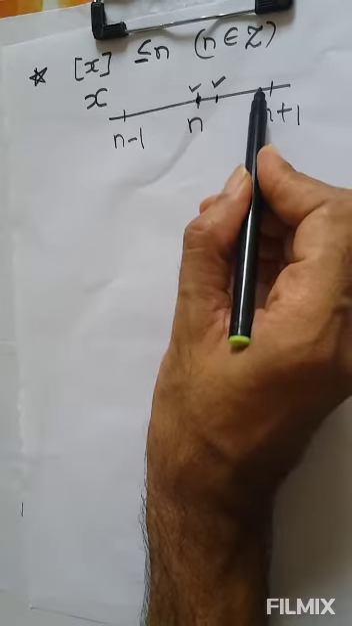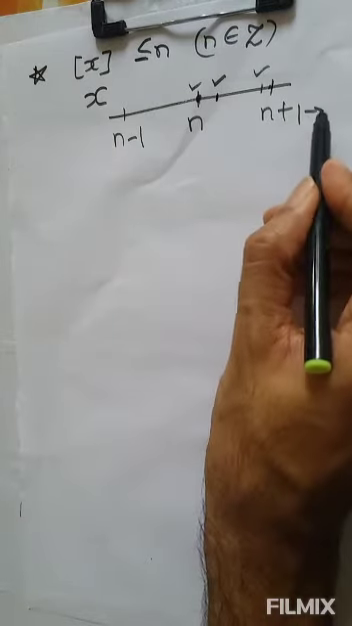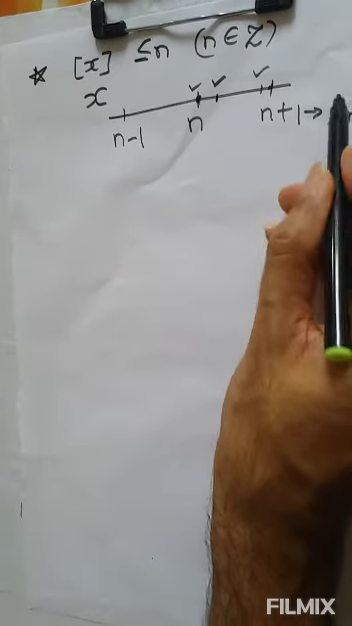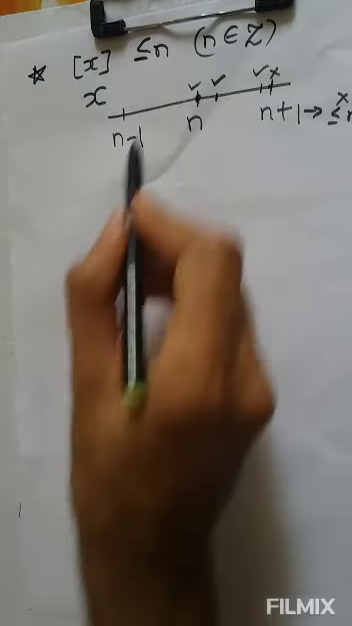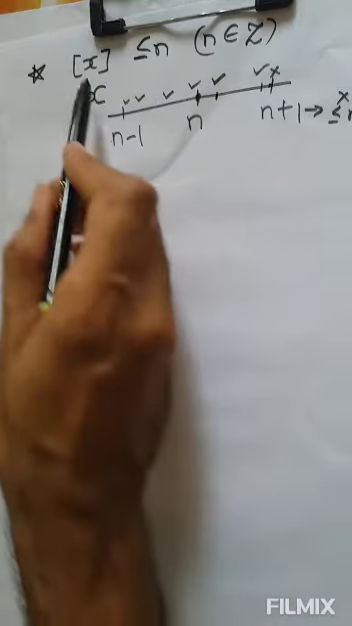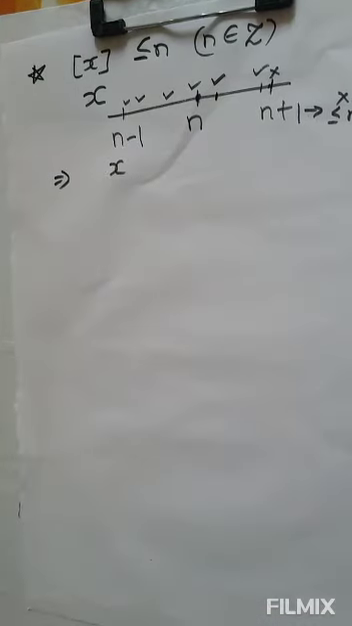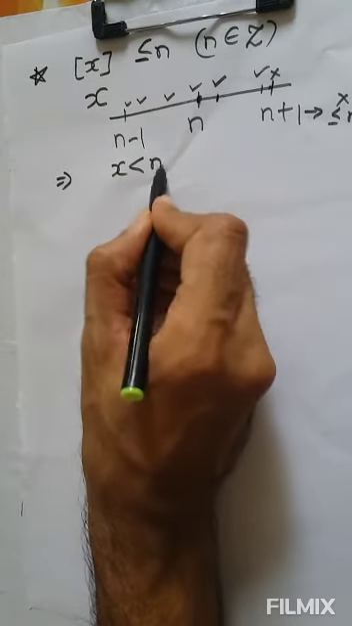Similarly, what about slightly lesser than n plus 1? Again it will satisfy. What about n plus 1? If I substitute here, n plus 1 lesser than or equal to n, it won't satisfy. So n plus 1 won't be taken, and all the points on the left of n also will satisfy this. So we can say that x is lesser than n plus 1 is the solution to this inequality.